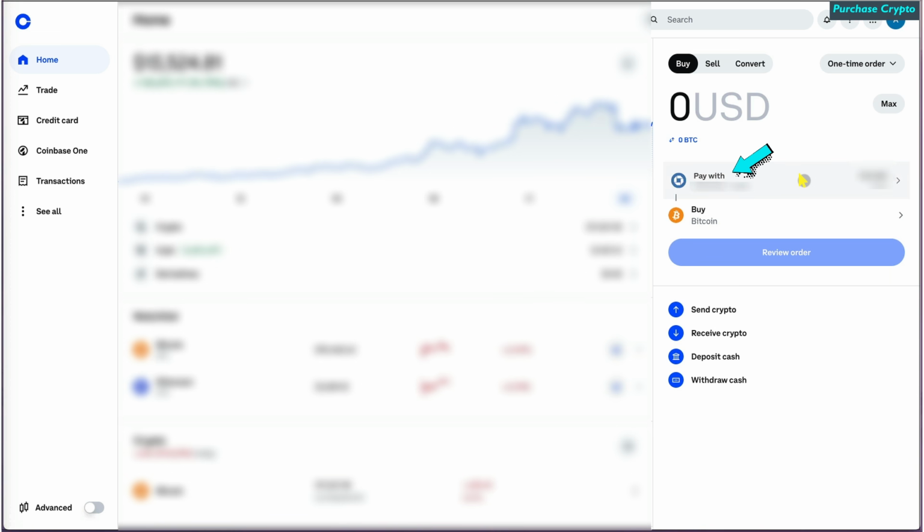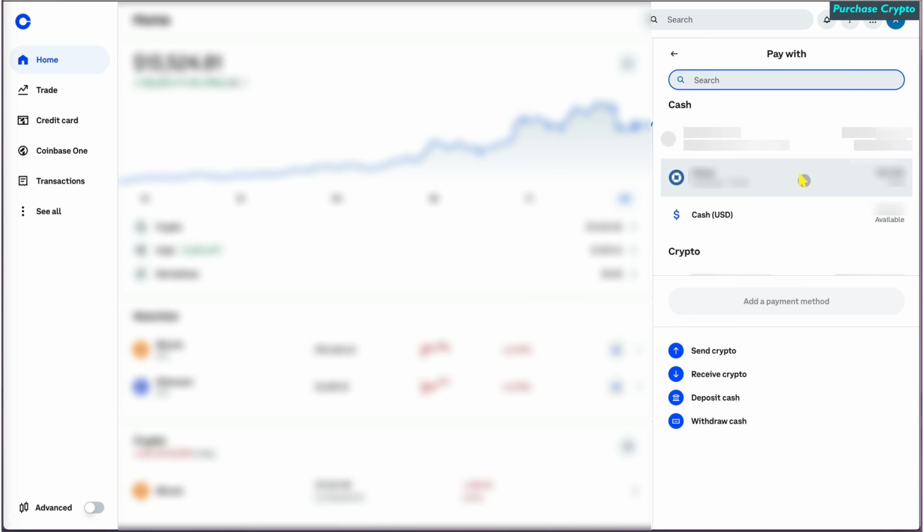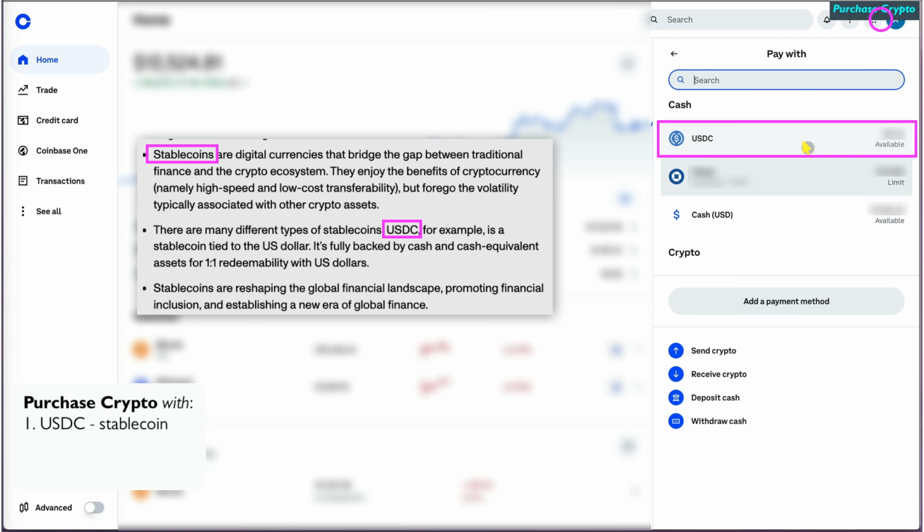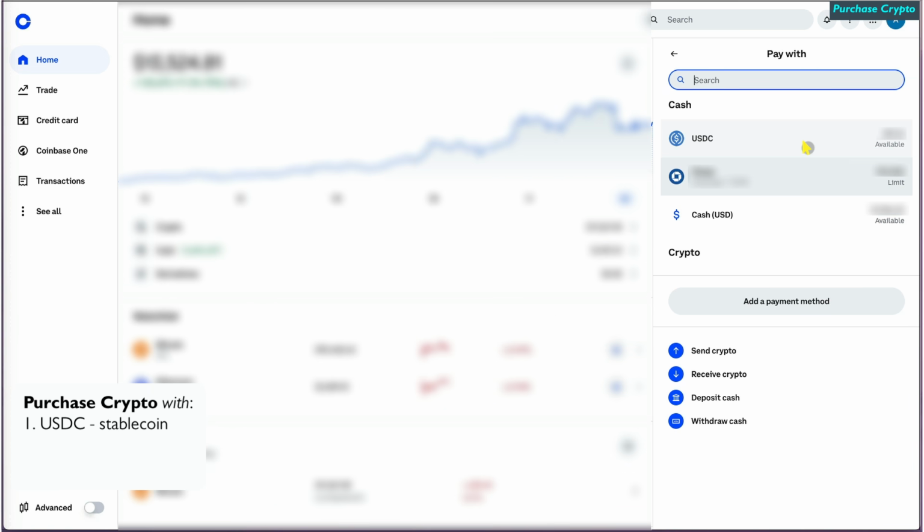Select the Pay with option. You have 3 choices: One option is USDC, which is a digital US dollar called a stablecoin. It is designed to stay close to $1 and is backed by cash and short-term US government assets. It is often used to buy and sell other crypto without converting back to dollars each time. You may also receive it as a reward from Coinbase.